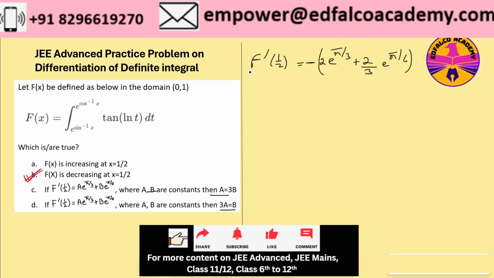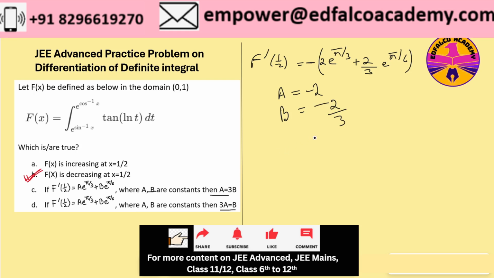So now that we know f dash half is equal to minus of 2 e to the power pi by 3 plus 2 by 3 e to the power pi by 6, we can compare it to the format that is being asked for as per options C and D. So clearly A we can see is equal to minus 2, and also we are seeing that B can be compared to minus of 2 upon 3.